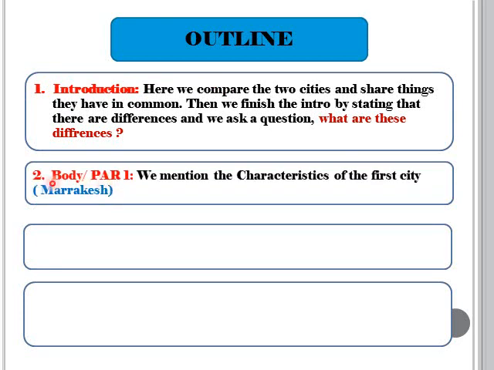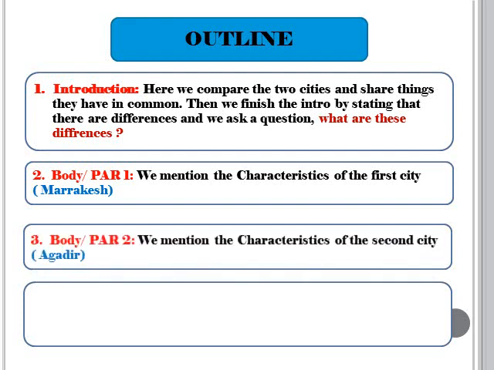Body paragraph number 1. We mention the characteristics of the first city, which is Marrakech. Alright. Number 3. Body paragraph number 2. We mention the characteristics of the second city, Agadir. Alright.